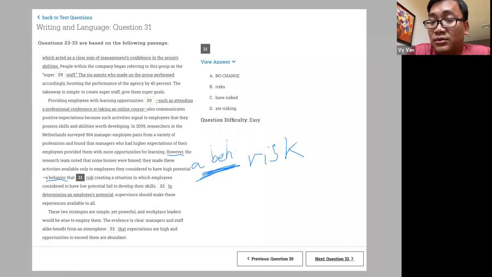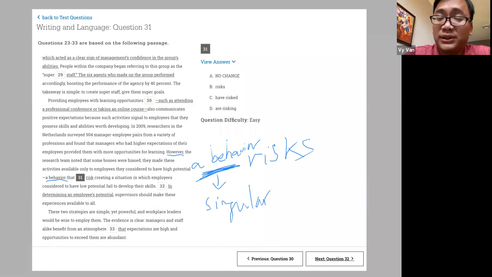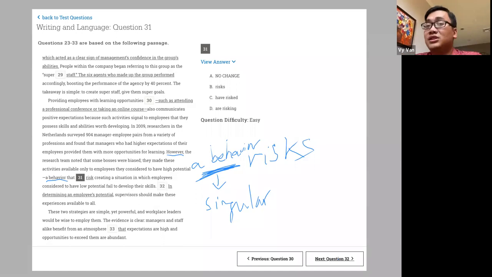Okay, so ask yourself, is this singular or plural? A behavior, so this is singular. Okay, so you want risk. Very simple. So that's exactly how you deal with subject-verb agreement type sentence.